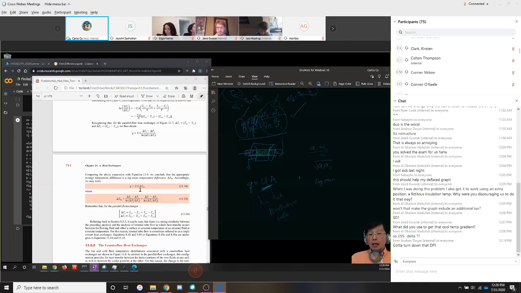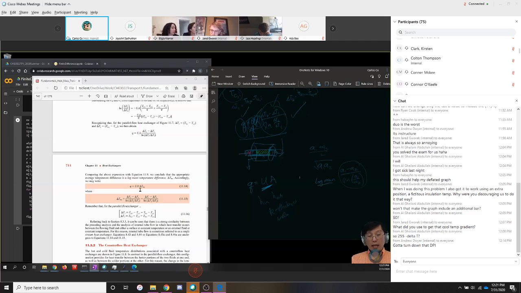And this idea of a log mean is actually more general. It's not just in heat exchangers. For example, you'll see something like this in transport 2 when we talk about log mean partial pressures, or partial pressure difference. So a log mean would be something like A1 minus A2 divided by the natural log of A1 over A2. So if you have two numbers, the log mean is that.